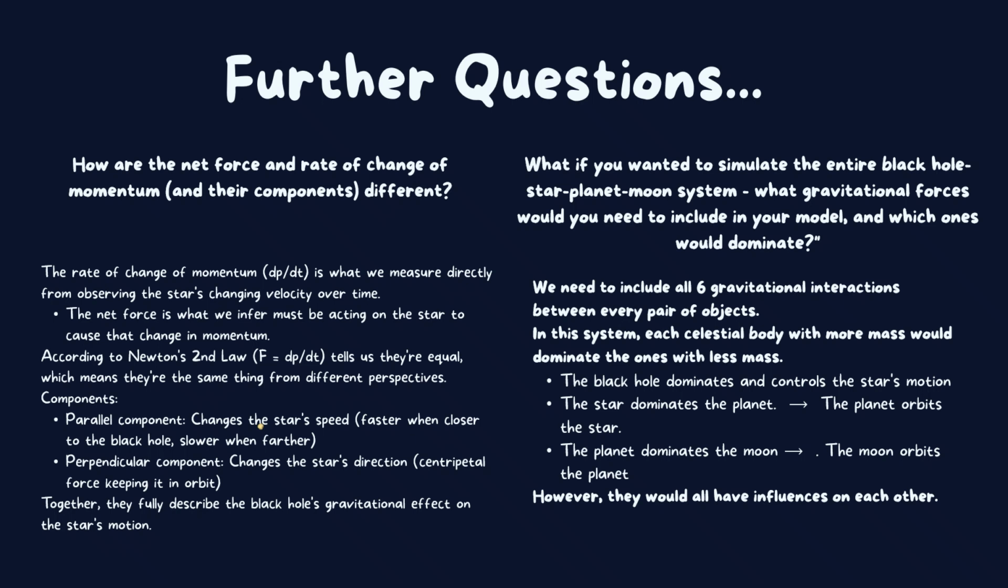Secondly, what if you wanted to simulate the entire system, including the black hole, and what gravitational force would you include? Well, we would need to include all 6 gravitational interactions between every pair of objects, and in this system, each celestial body with more mass would dominate the one with less mass. And so the black hole would dominate the star's motion, the star, the planet, and then the planet would dominate the moon. But they will all have influence on each other, even if they're small.